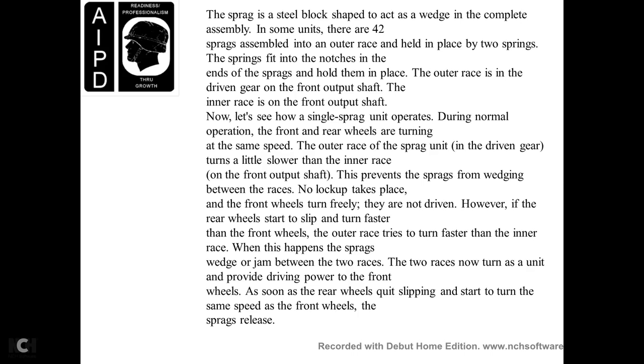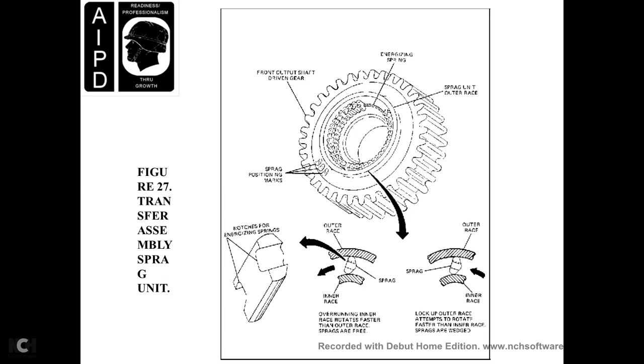As soon as the rear wheels quit slipping and start to turn at the same speed as the front wheels, the sprag releases. This shows your transfer assembly sprag unit. It shows the front output driven gear, the sprag position markings, your energizing spring, and your sprag outer race. It also shows your notch, energizing spring, outer race, and inner race.